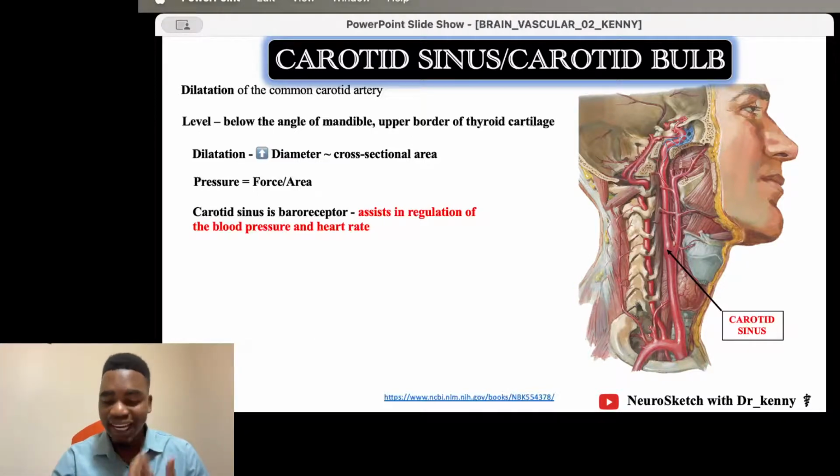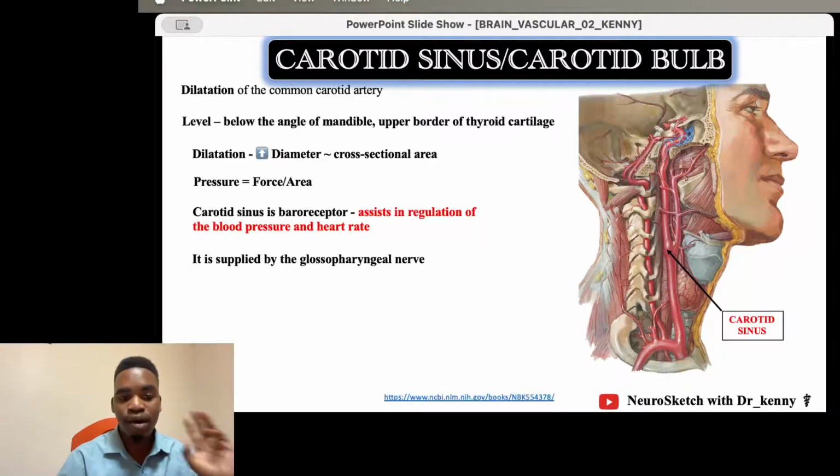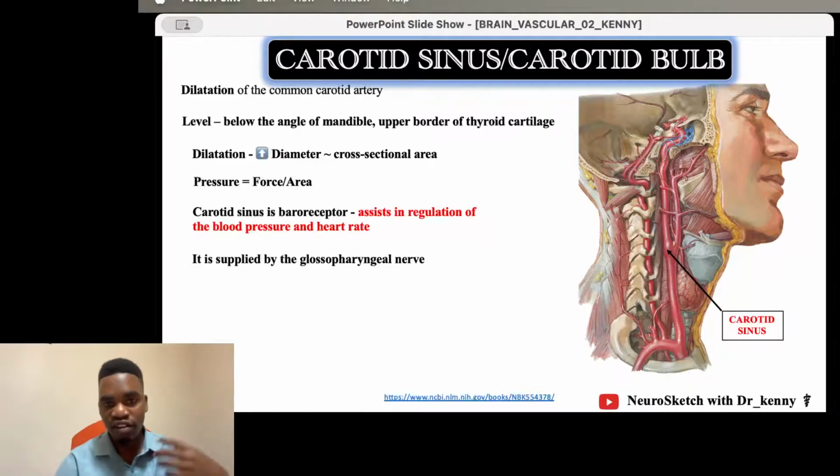The information is carried by the glossopharyngeal nerve. So the information from the carotid sinus is carried by way of the glossopharyngeal nerve to the brainstem, and then the brainstem will take the information and take appropriate action by the autonomic nervous system, either parasympathetic or sympathetic. And if it's parasympathetic, we know that it will be by way of the vagus nerve, cranial nerve number 10. But if it's sympathetic, we know we have the sympathetic chain.